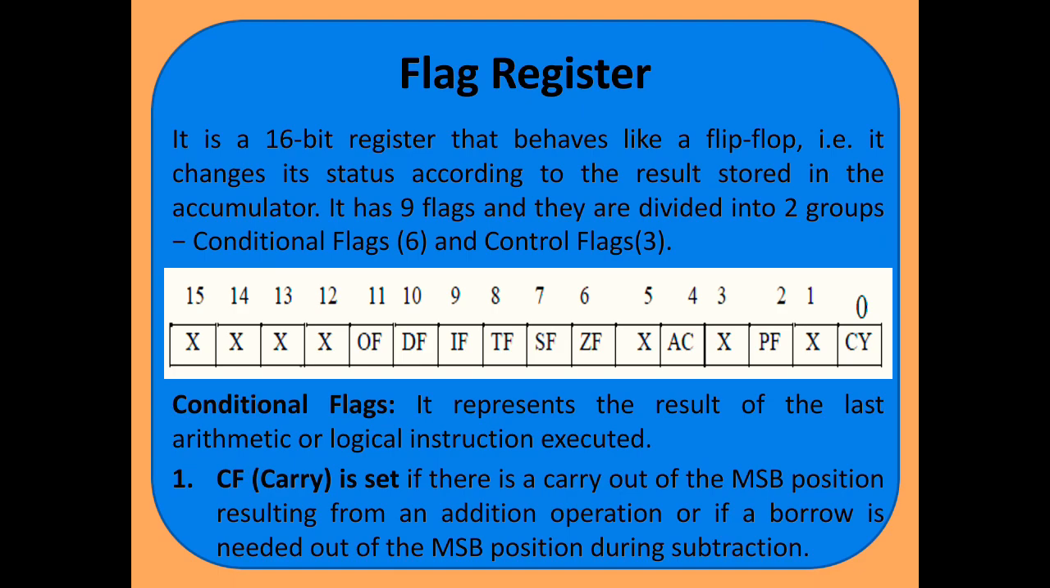Then the carry flag. The carry flag represents the carry information. This carry occurs by performing arithmetic operations. Whenever we are performing arithmetic operations, there is a chance of an extra bit occurring. That extra bit is represented as carry. If it is 1, carry is generated; if it is 0, carry is not generated.